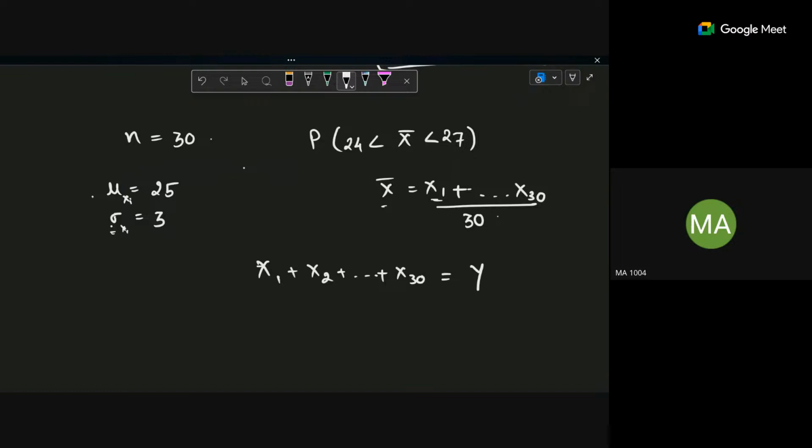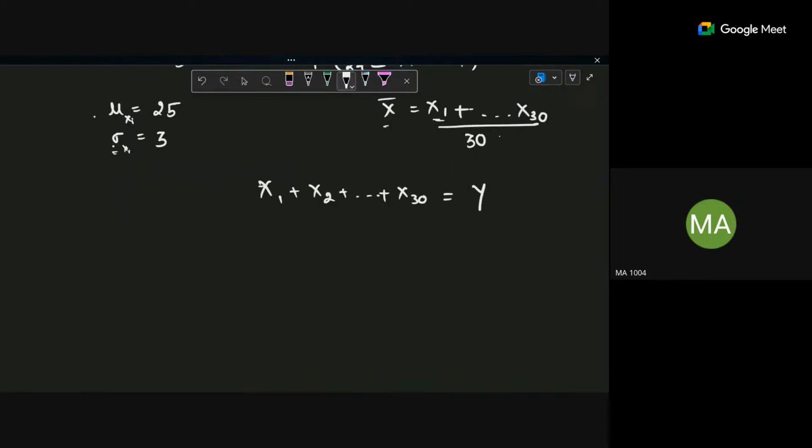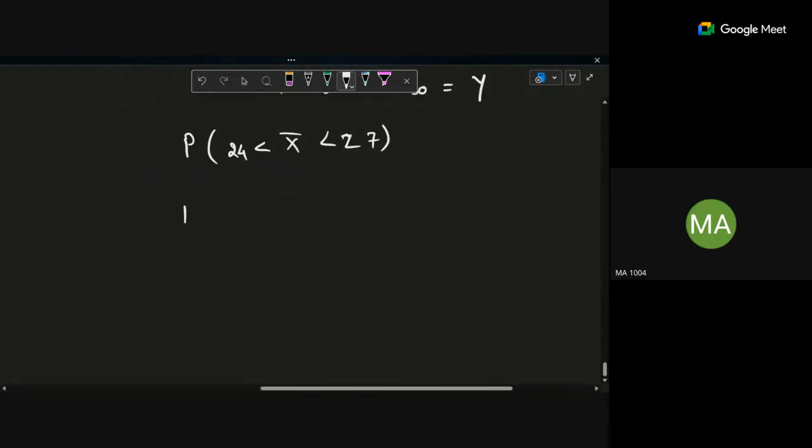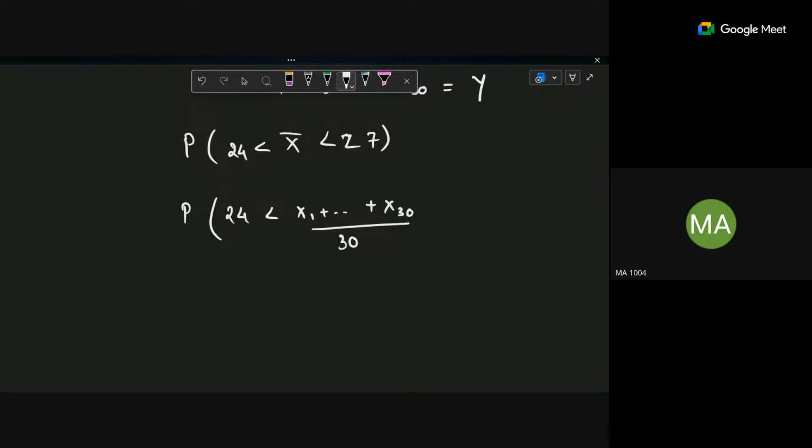When you are doing it for the sample, we know that the random variable is x bar only, so we don't need to do that. Okay, just wait. We will need it. Okay, fine. So let's start without it. Fine. Probability that your x bar should lie between 24 to 27. So what will you do? X bar is the sample mean, x1 to x30 divided by 30, less than 27.